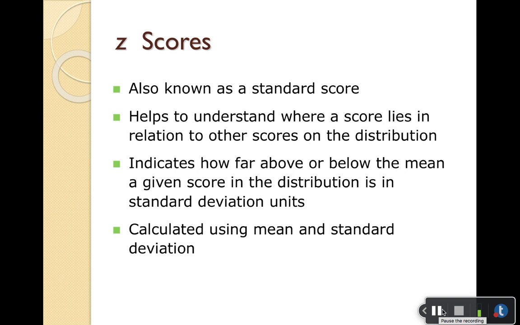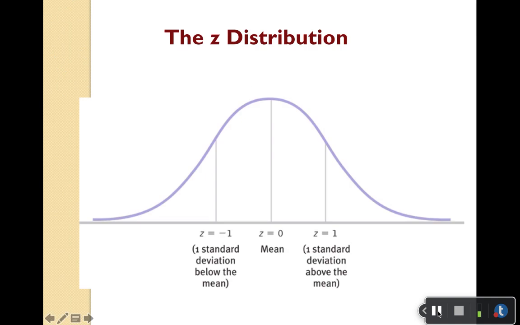A z-score is sometimes called a standard score, and really the purpose is to help us understand where a score lies in relation to other scores in a distribution. It's telling us how far above or below the mean a given score is in terms of standard deviation units. So, going back to the formula on the previous page, it's telling me how my height compares to the average woman in the United States in terms of standard deviation units.